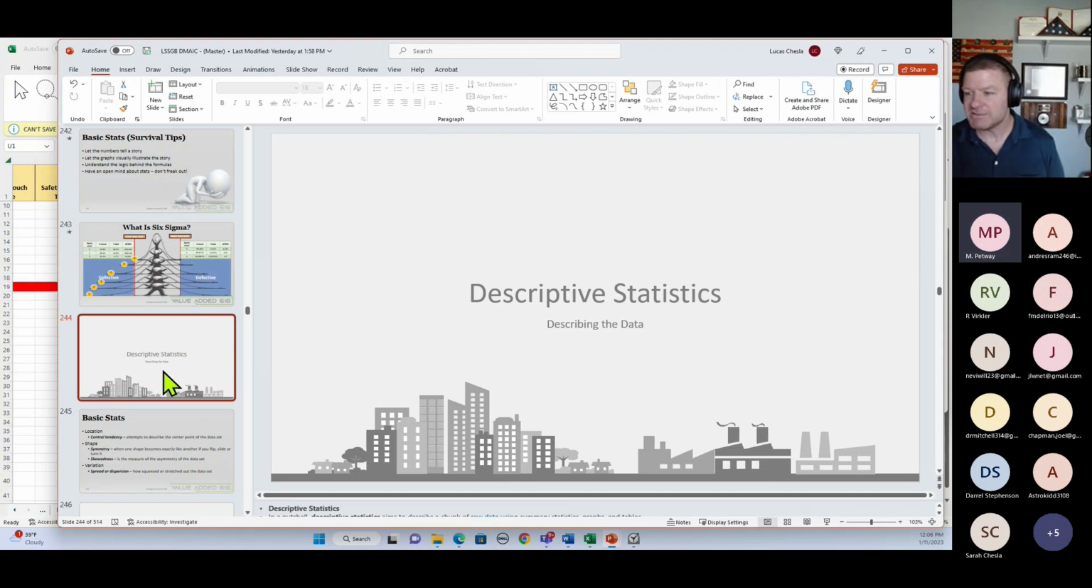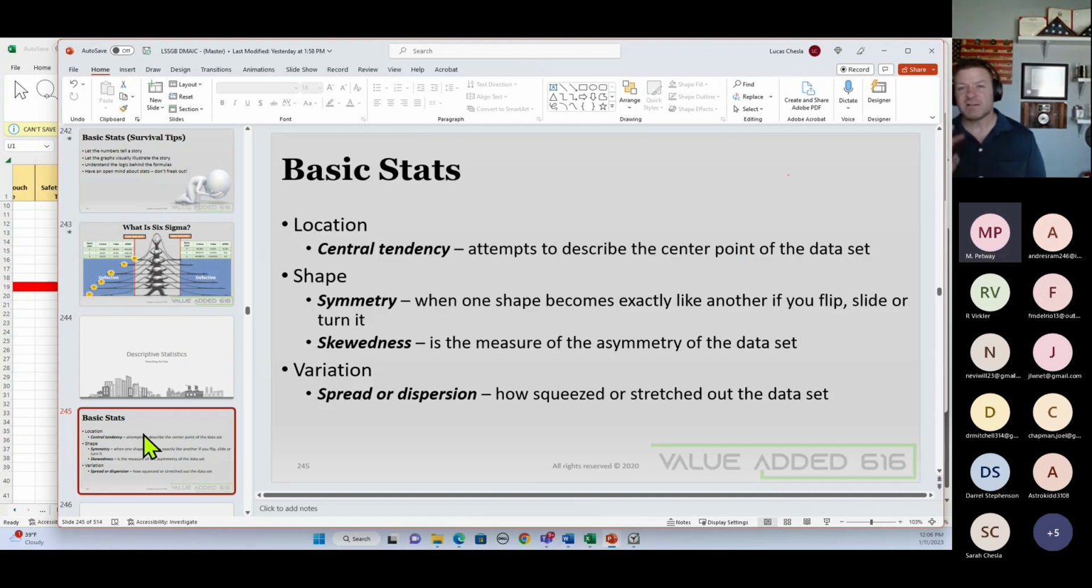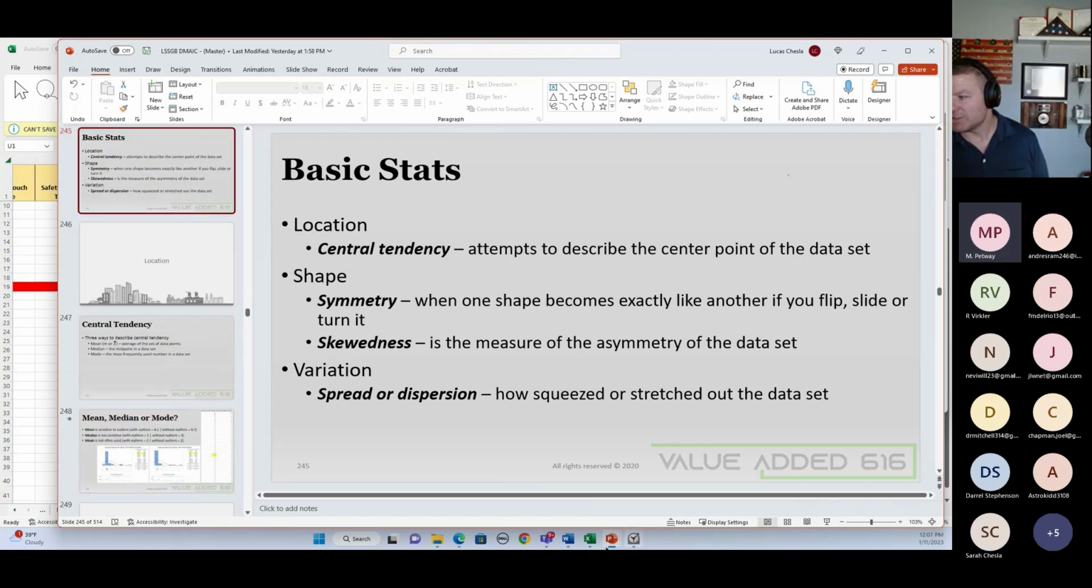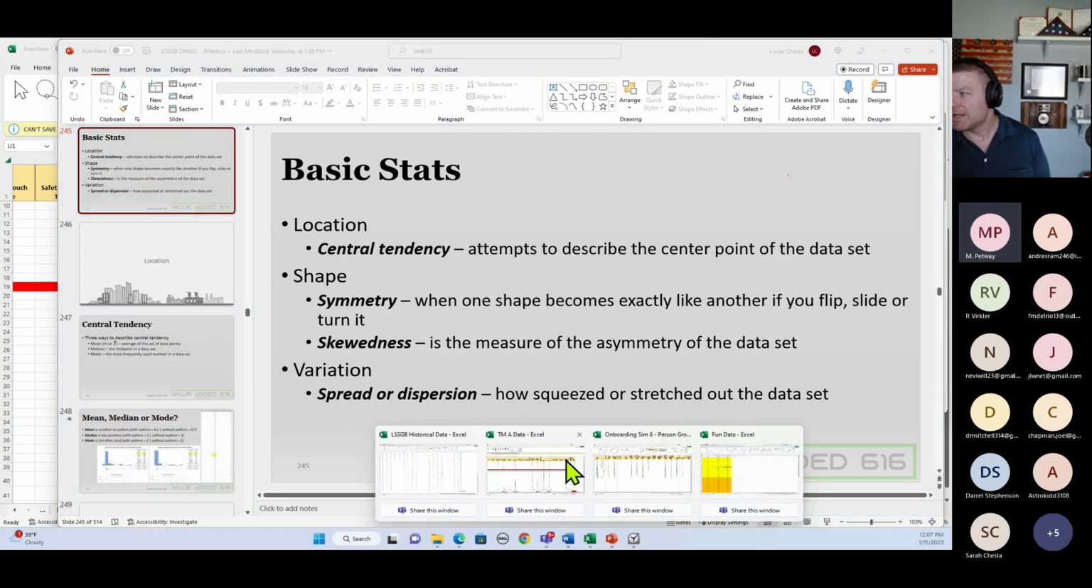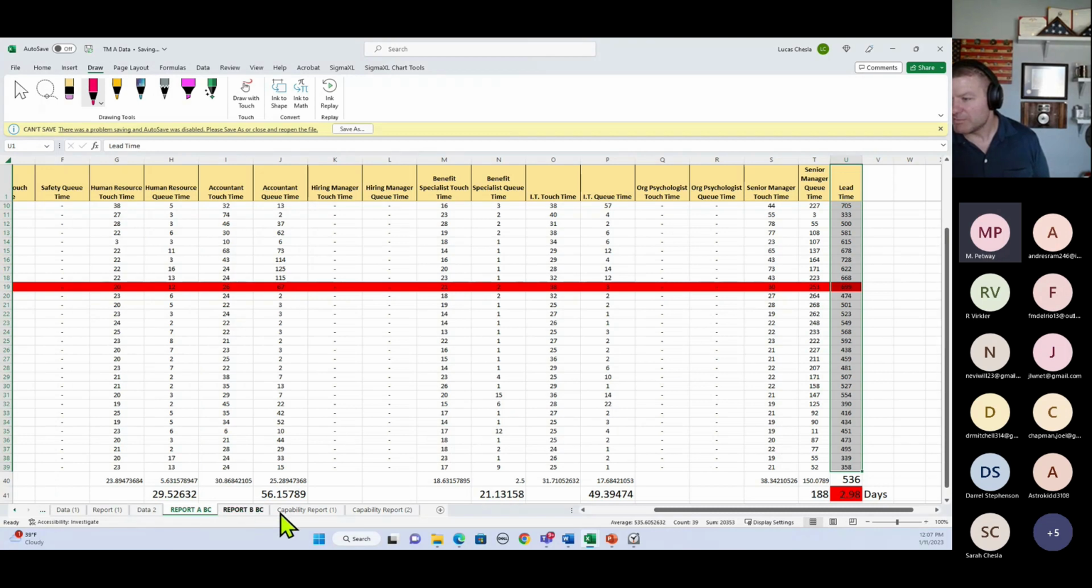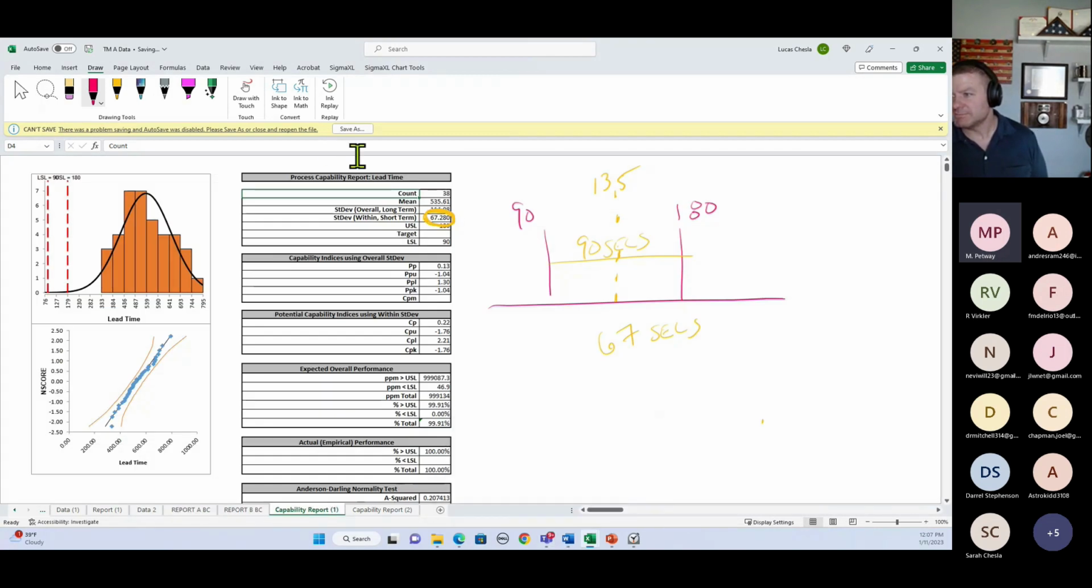So descriptive statistics is going to give us these three major pieces here: location, shape, and variation. And I like to cover them in this order. But the first thing we're going to cover is location. And with the location, when we did our capability report and we printed out this data sheet here, location simply means where is my data located in relation to where it should be. Whatever you call it, the measures of central tendency.